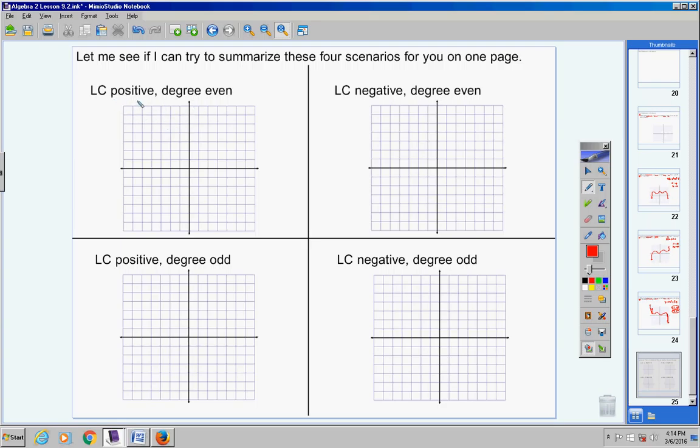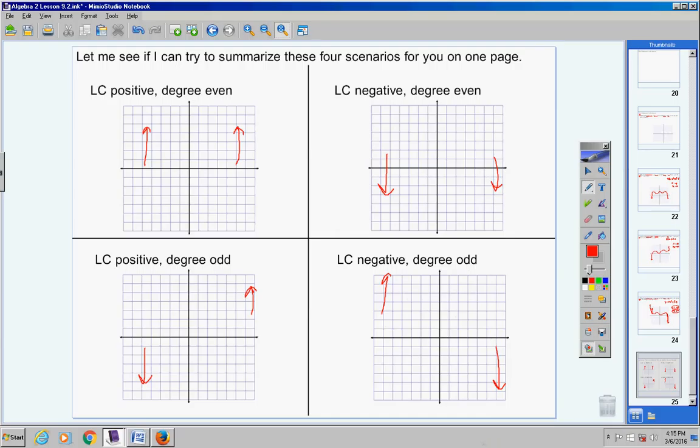Lead coefficient positive, degree even, we're going to have up and up to the left and right. Lead coefficient negative, degree even, we're going to have down and down to the left and to the right, okay? Lead coefficient positive, degree is odd, we're going to have down to the left, up to the right. Lead coefficient is negative, degree is odd, we're going to have up to the left, down to the right. And that's it, guys, okay?